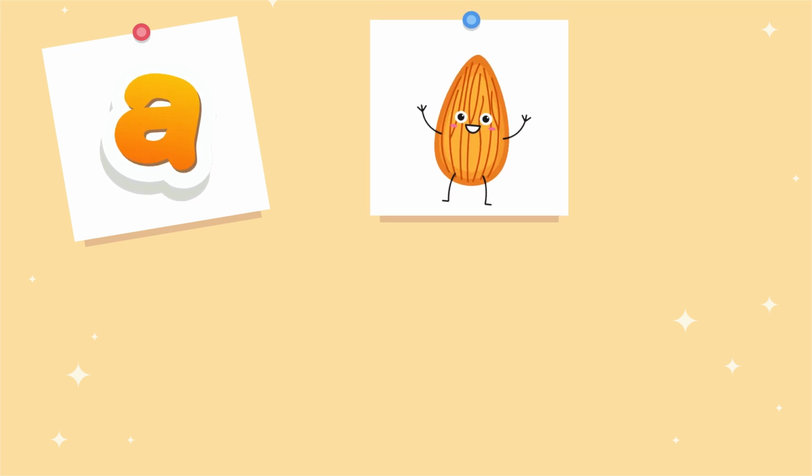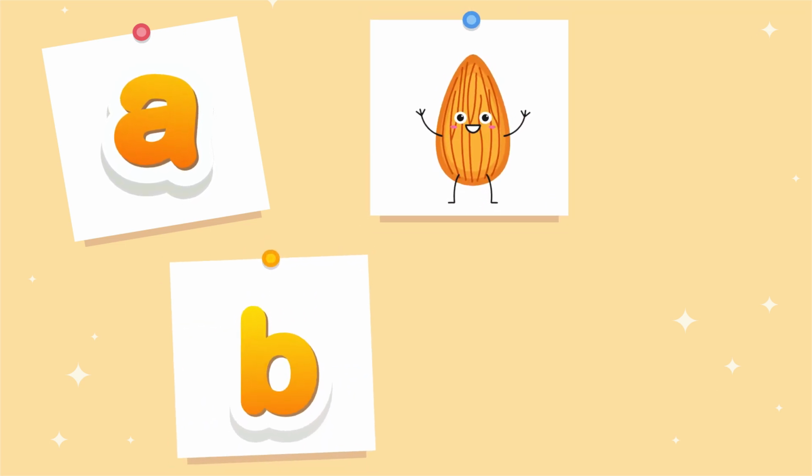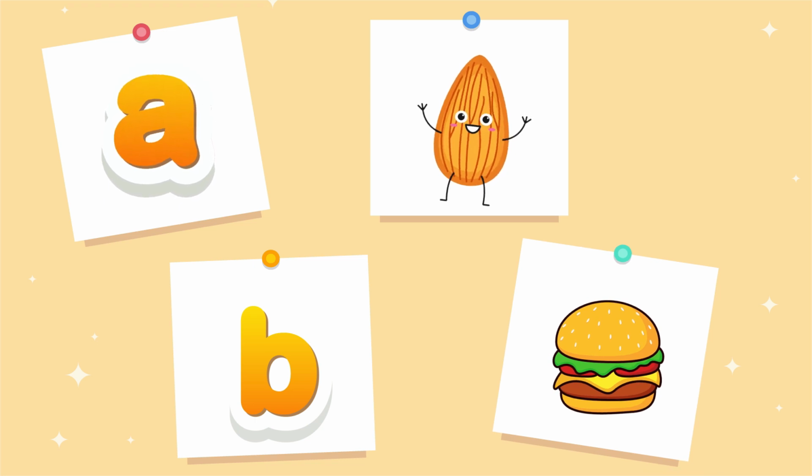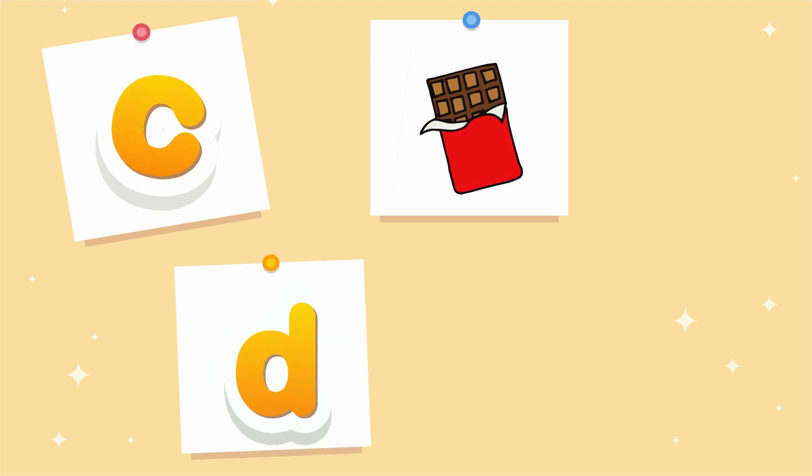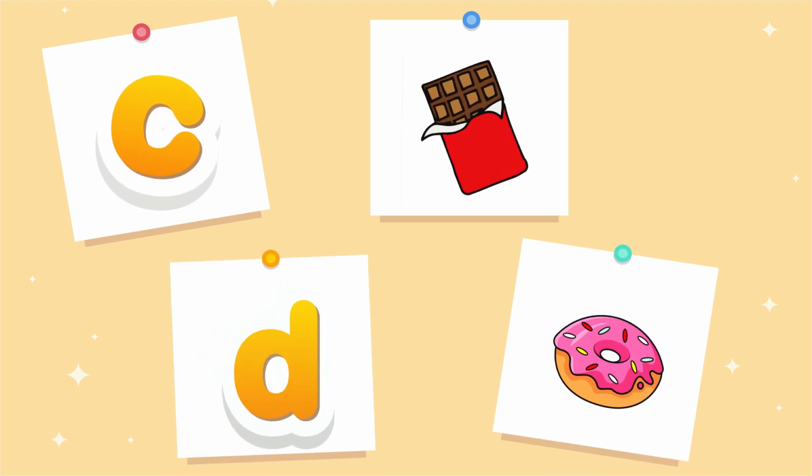A is for almond joy. B is for burger. C is for chocolate. D is for donuts.